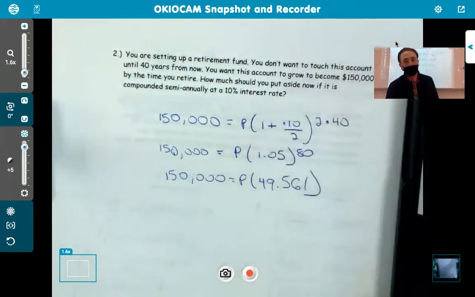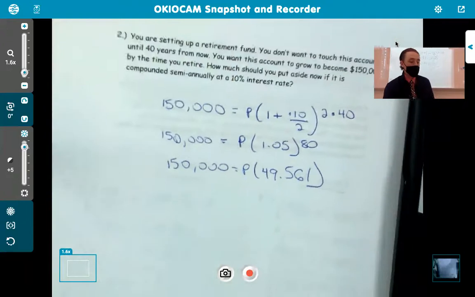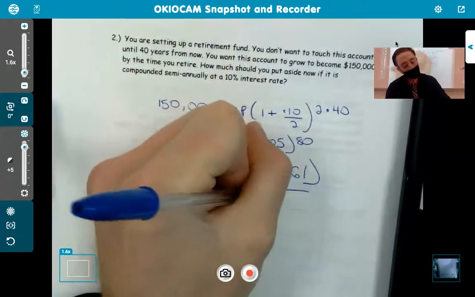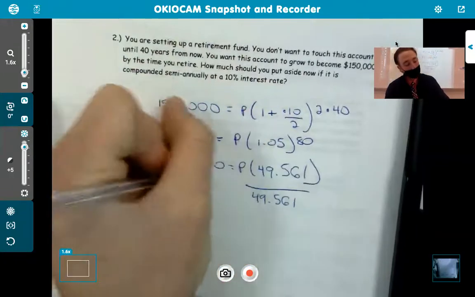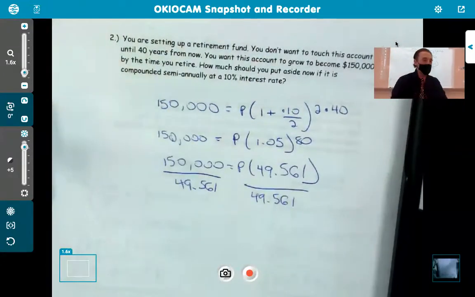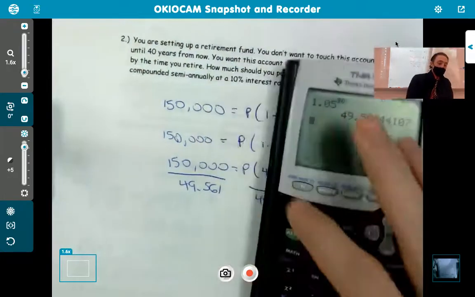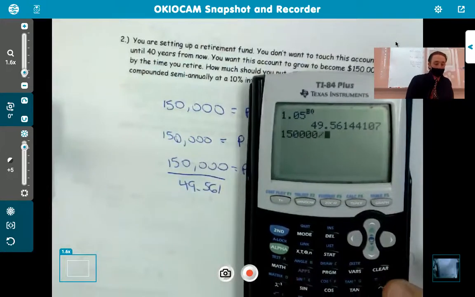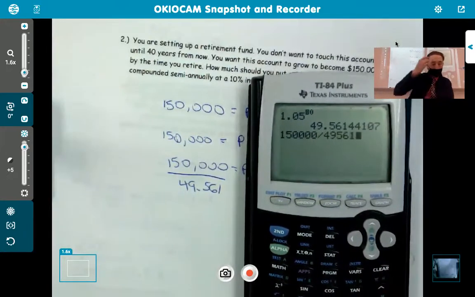Okay. And then what do I have to do on both sides to get P by itself? Good. Divide by that 49.561. So comparative to some of the other questions where I just multiply my values together in the end to get my final result, when I'm solving for P, I have to divide on both sides. When I do that, somebody tell me what the final answer is.